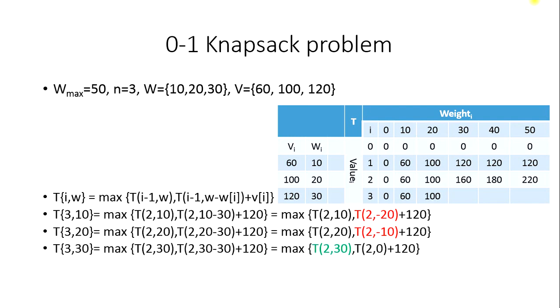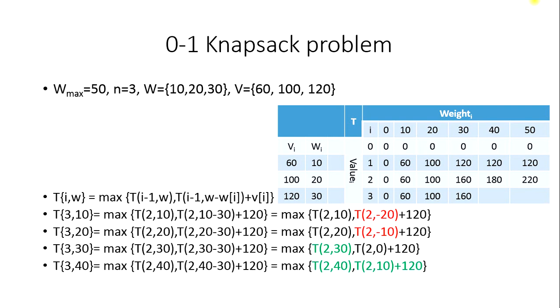3 comma 30. Now again we do the same thing. We have the first argument as 2 comma 30. The second argument is, after putting the values there, we get 2 comma 0 plus 120. So 2 comma 0 is 0 plus 120 is 120. That is the value of the second argument. What about the first argument? 2 comma 30 is 160. So of course 160 is larger, bigger value. So we choose the first argument and place it at 3 comma 30.